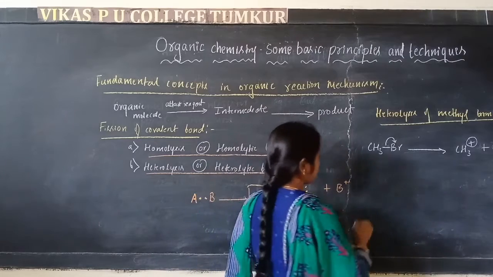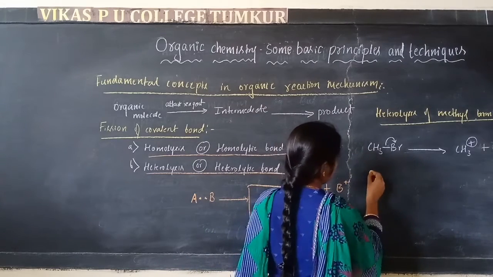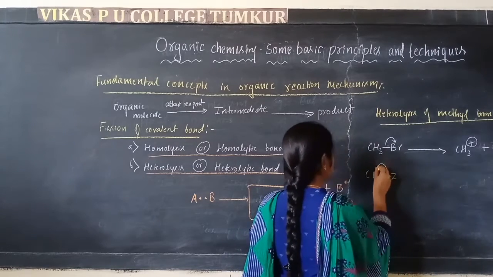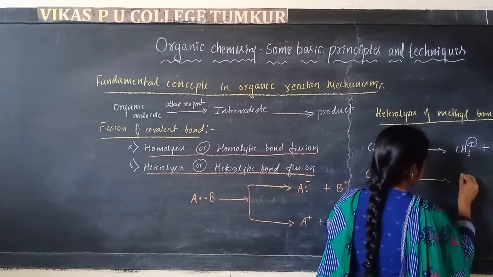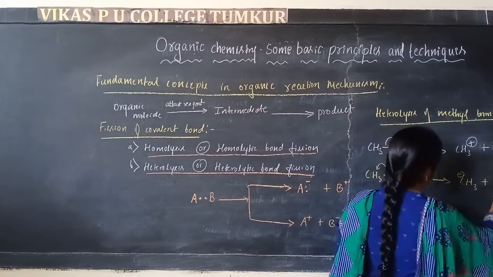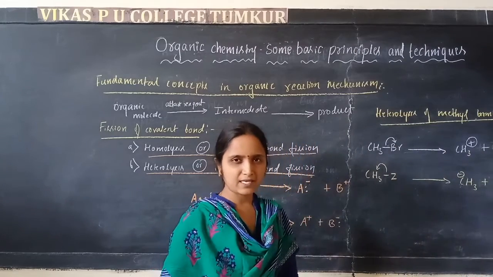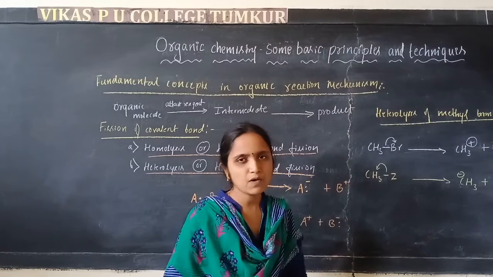In the same way, suppose heterolytic cleavage of CH3Z, the electrons are going to shift towards the methyl group. At that time, that is CH3 minus and Z plus. This we call a carbanion. Negative charge means carbanion, positive charge means carbocation.